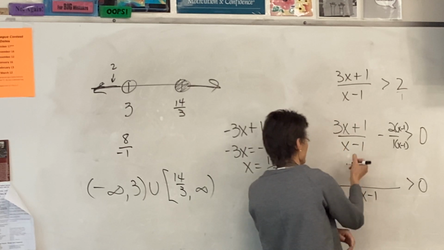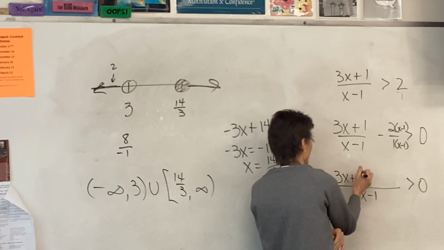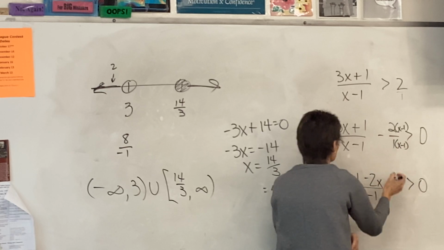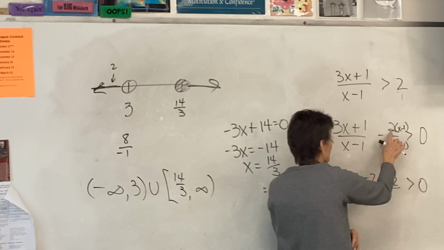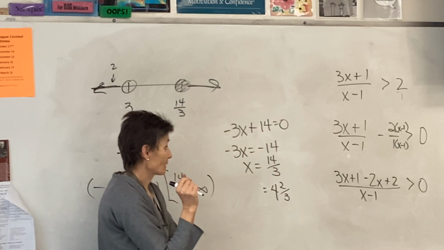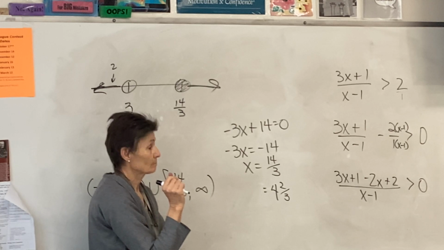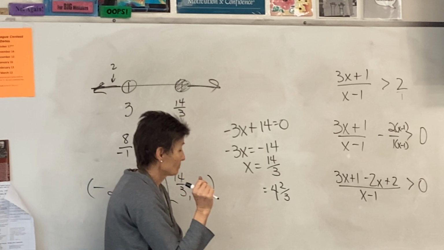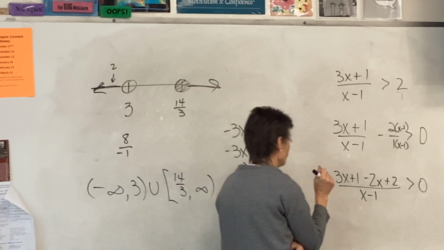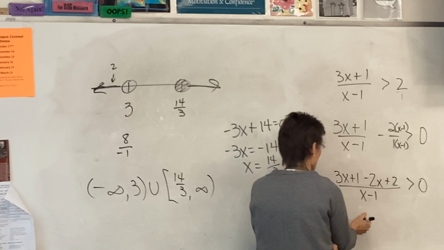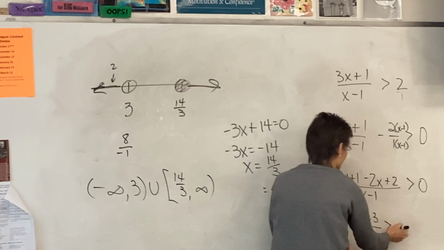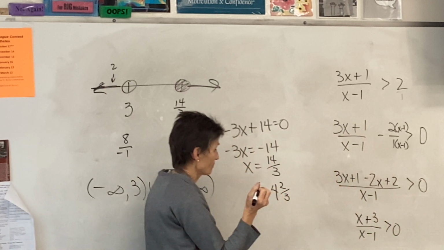And what will the top be? 3x plus 1 minus 2x, not plus 1, plus 2, because you're timesing, right? Alright, so what's my numerator? The x. It's gonna be just plain x plus 3, isn't it? Yeah. That's why.